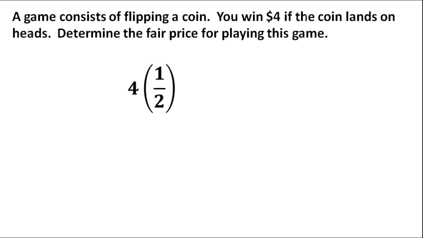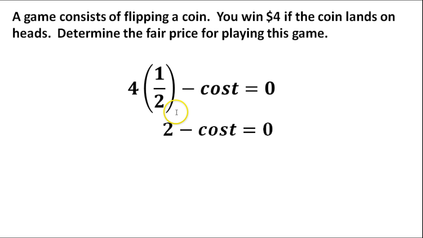However, we're trying to figure out what the cost is going to be. And when we're dealing with costs, we're going to subtract that because we're going to have to pay something. So 4 times 1/2 minus the cost, and it should equal, and this is the fair price, so our expected value should equal 0. So now we just need to calculate this and figure out what the cost should be. So 4 times 1/2 would give us 2. 2 minus the cost would equal 0.